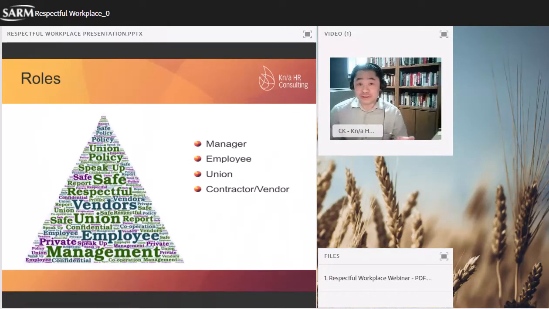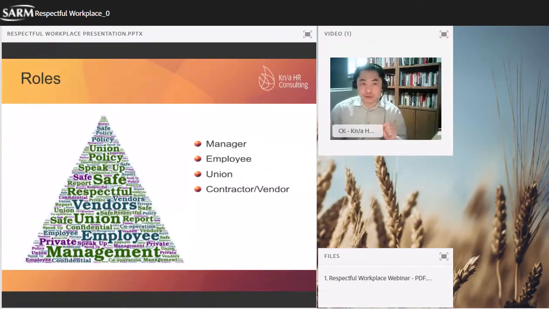And the other role is if you're a contractor or a vendor. You've got to treat all people with respect. Speak up if you feel like you're being harassed, or if you witness something, and report those harassment incidents to the appropriate people. And again, always respect the confidentiality and privacy of anyone who is involved in this.